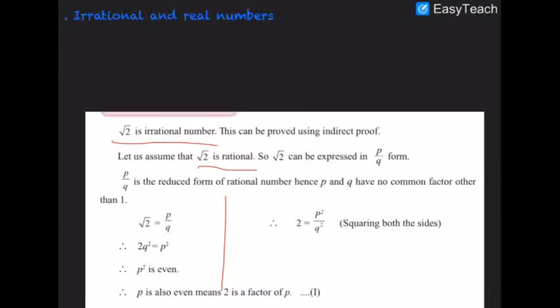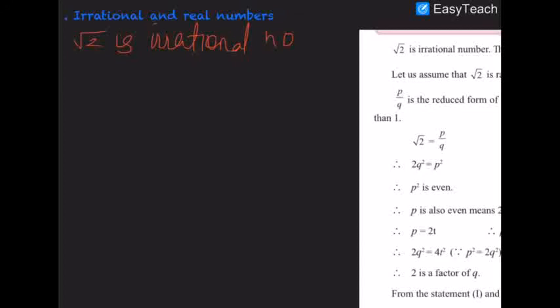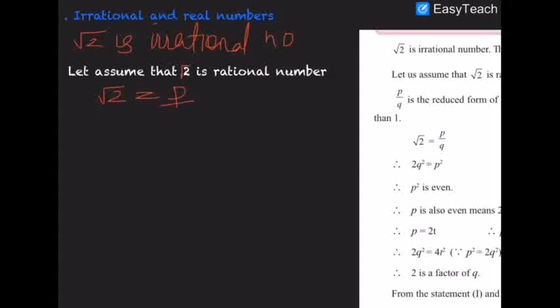So how are we going to contradict? Contradict means we prove that our assumption that root 2 is rational is wrong. That means it will be an irrational number. So we are going to see the proof that root 2 is an irrational number. Our problem is to prove that root 2 is an irrational number. For that, first let us assume that root 2 is a rational number. Root 2 being rational means it can be written in the form of p by q. That is, root 2 is equal to p by q.